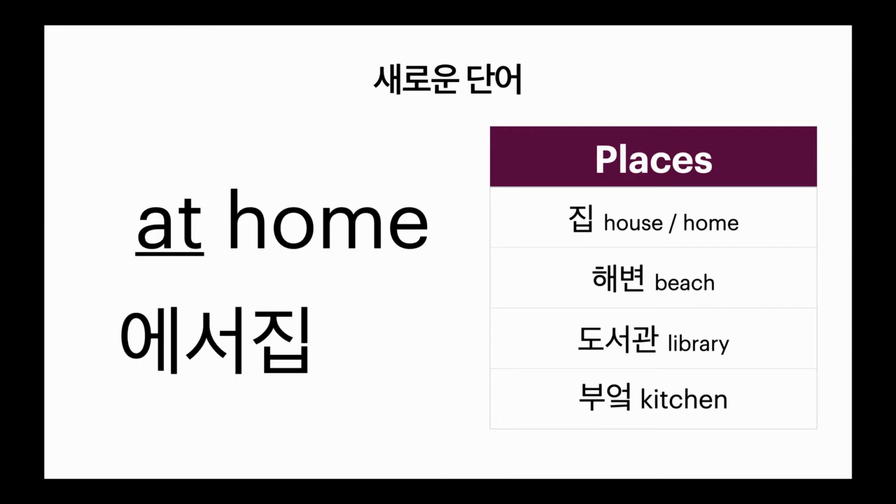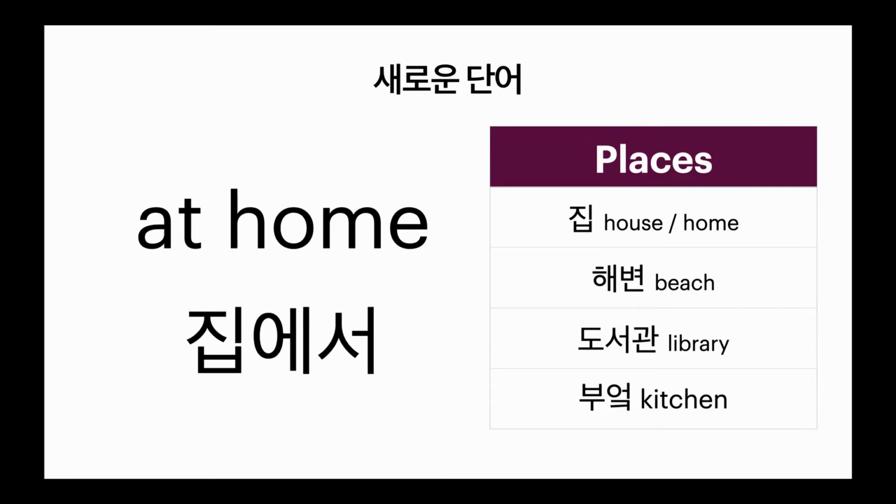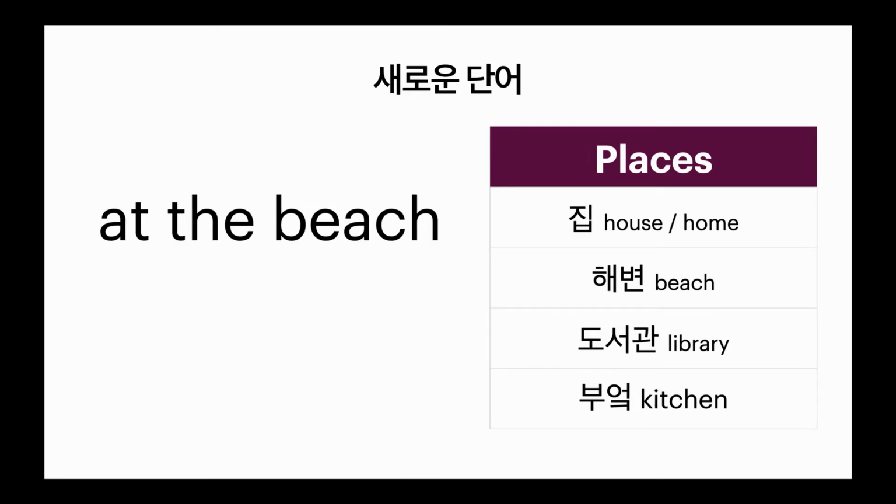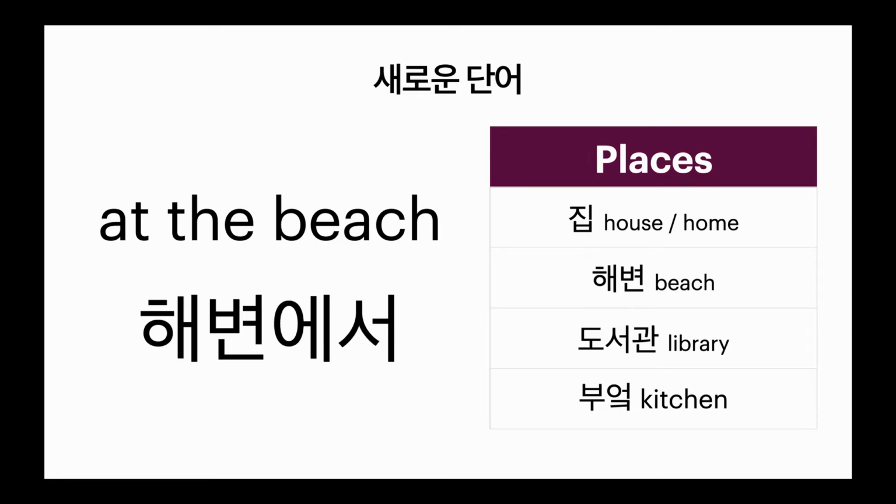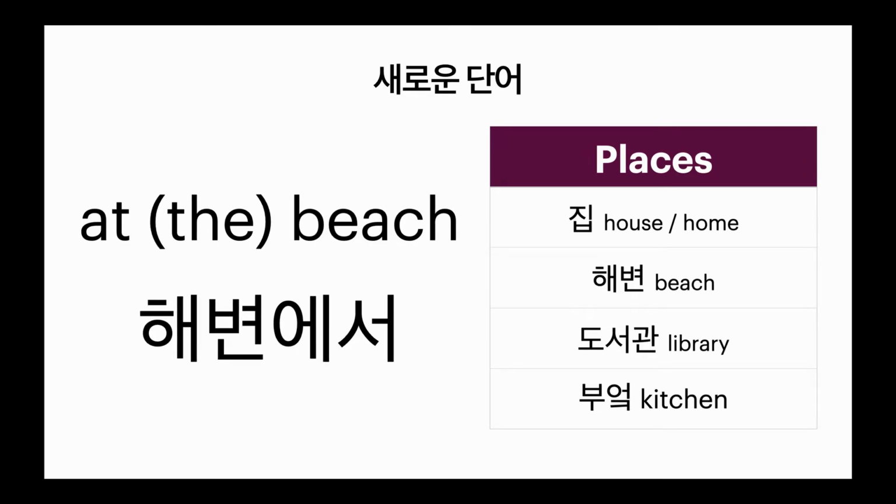If you thought 에서 집, that would be a good guess. But one of the things that makes Korean a little bit difficult for English speakers is that a lot of things are very reversed from our English order. So instead of 에서 집, the correct wording is 집에서. Okay, then how would you say at the beach? 해변에서. Now notice that we don't really need the word the here.